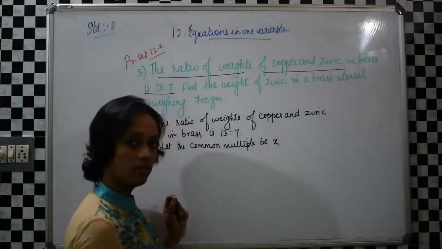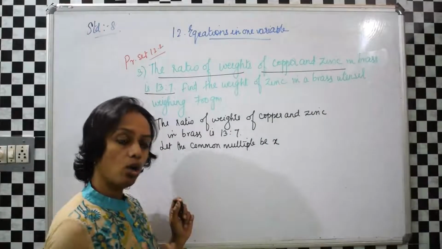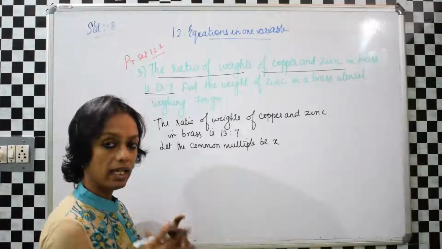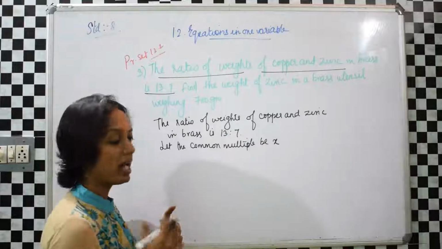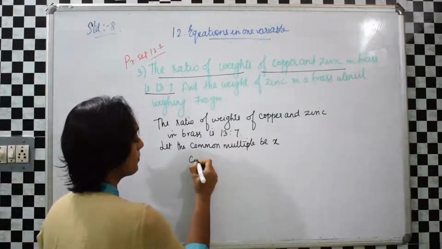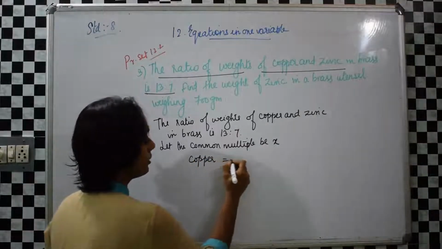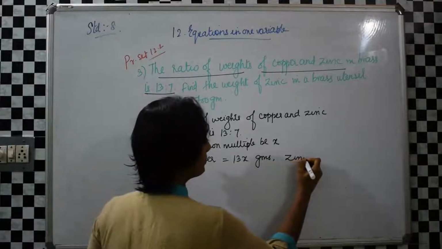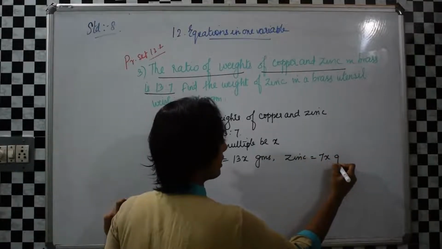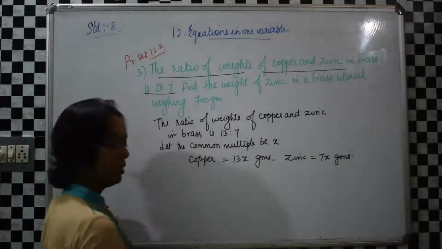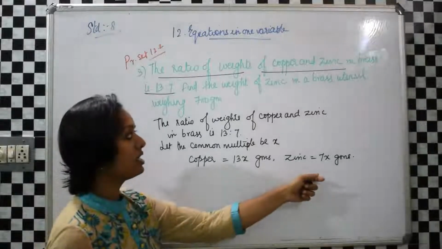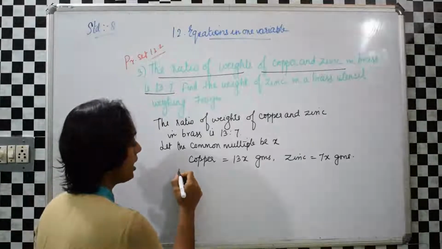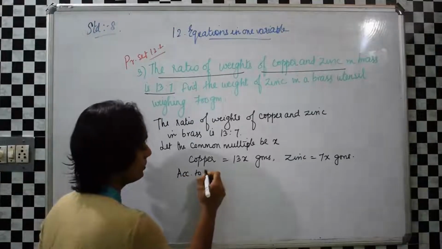So I'll have the mass of copper and zinc in grams. Copper is 13x grams and zinc is 7x grams. That means if I add these two, I'll get 700 grams. So I'll write here, according to the given condition.